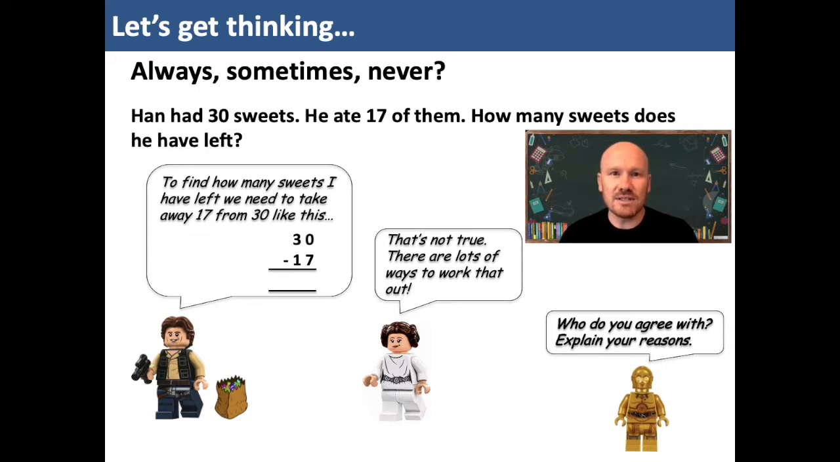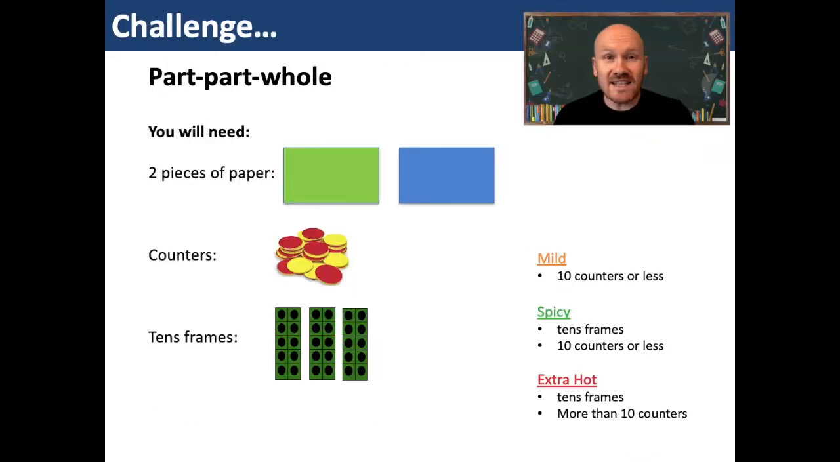Before we get to investigating a problem this week, what I'd like you to do is have a go at a little activity with a partner. You can name yourselves player 1 and player 2. And for this game, you're going to need 2 pieces of paper or card, or really anything at all you can use to hide the resources. You're also going to need some counters, ideally up to about 20 in total, and you're going to need some tens frames. Just 3 or 4 tens frames will do.